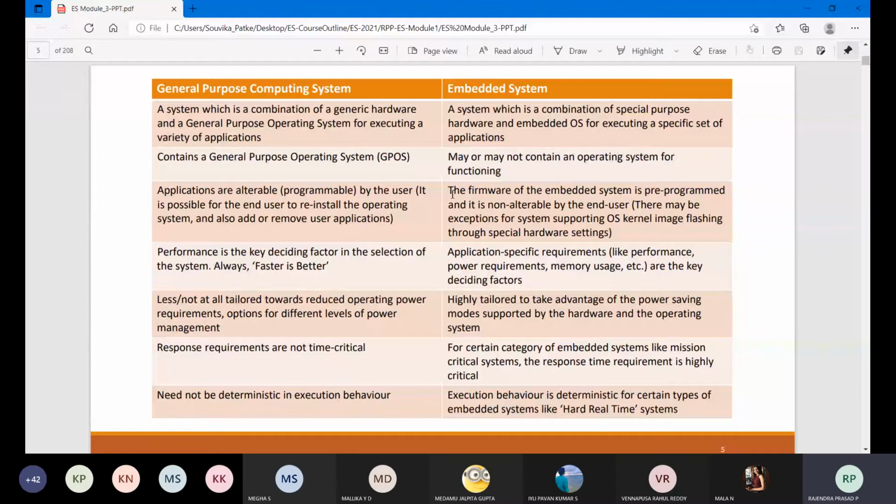But what about an embedded system? Remote, if it is there, can you make that remote work as a mobile phone? No. So it will do only its own task. Otherwise, it will not do. It's of no use. The firmware of the embedded system is pre-programmed and it is non-alterable by the end user. So there may be an exception for systems supporting OS kernel image flashing through special hardware settings, right?